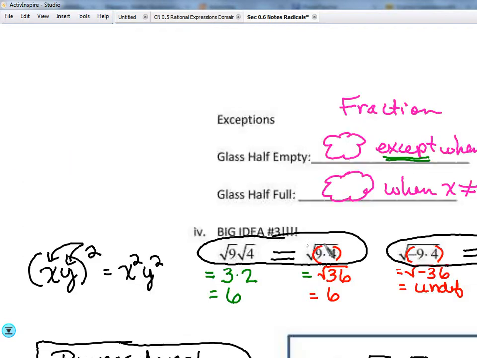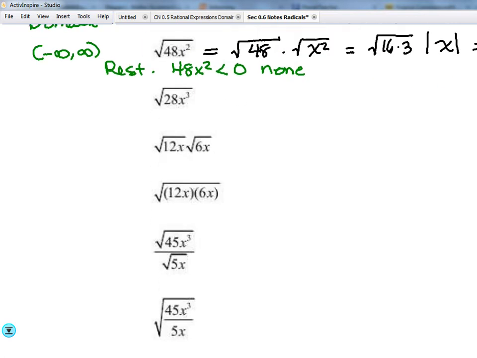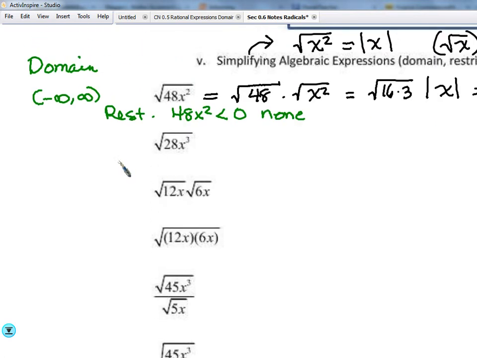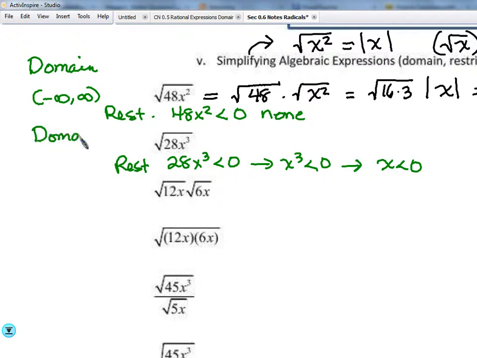All right, let's come back to the second one. I'm going to do the domain first. Now when I do my restrictions, I have 28x cubed less than 0. That can be negative when x cubed is less than 0, which would be exactly when x is negative, because a negative times a negative times a negative is negative. So our domain, if we're throwing away all the negatives, would be 0 to infinity.